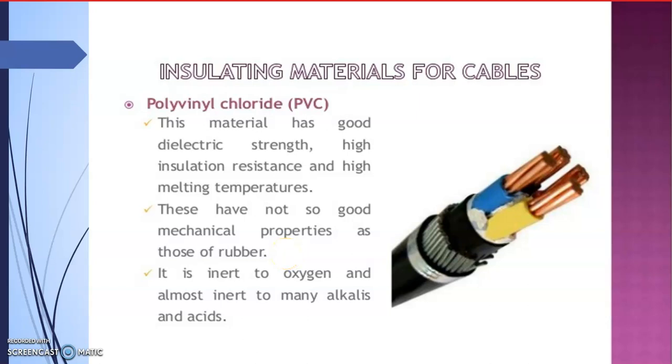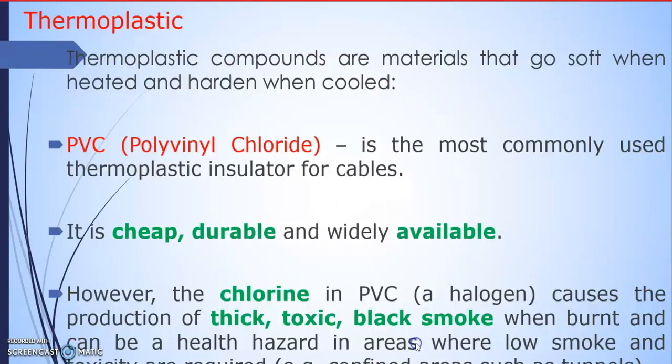And how will you understand this? Always in comparison form. So it is inert to oxygen. Inert to oxygen means it will not be affected by oxygen or oxidization, or fire, or flammability. It will not happen, and it is almost inert to many alkalis and acids. So what we have discussed, it should have high chemical resistance and be non-flammable, and it is due to this property that PVC is very good.